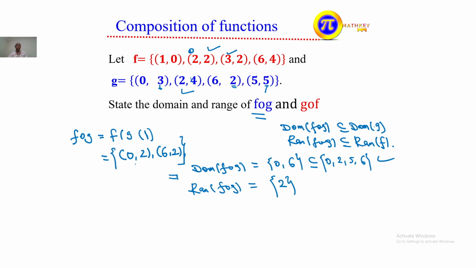You have to check this. This is also a subset of the range of f. What is the range of f? The range of f consists of 0, 2 and 6. Yes, the set is also a subset of the range of f. So we can find the range of f and the range of fog, as well as the domain of fog, in such forms.